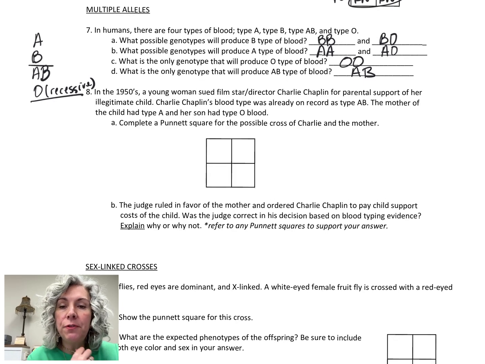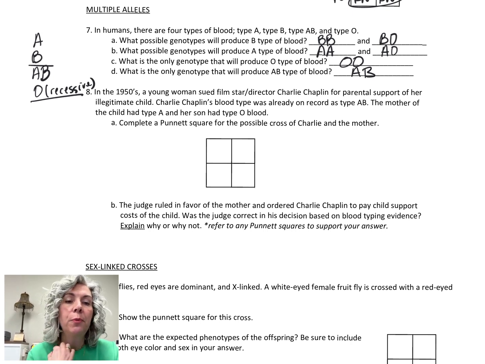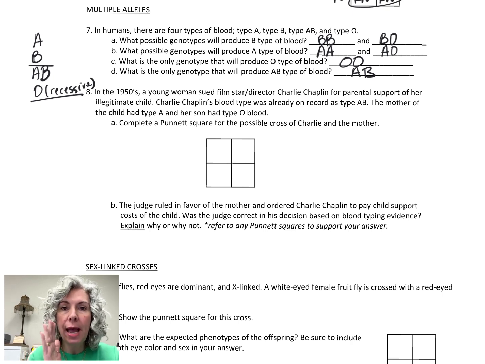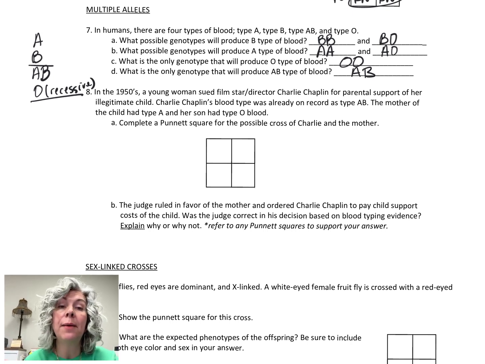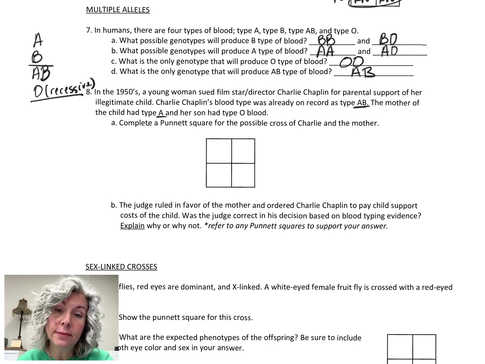All right, in the 1950s, a young woman sued film star director Charlie Chaplin for parental support of her illegitimate child. Who's the baby's daddy? She claimed it was Charlie Chaplin and sued him. Charlie Chaplin's blood type was already on record as blood type AB. The mother of the child had type A. Her son had type O blood.